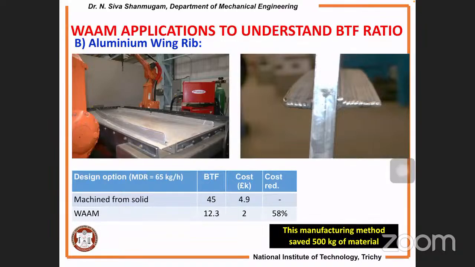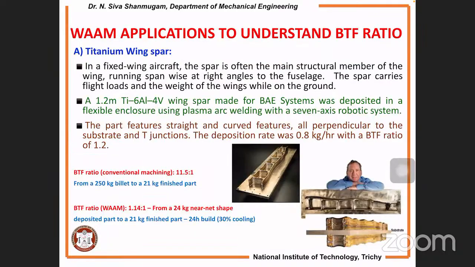Okay, sir, coming to that part of the buy-to-fly ratio. In conventional machining, we have 11.5:1, for particular cases; it is not universal.